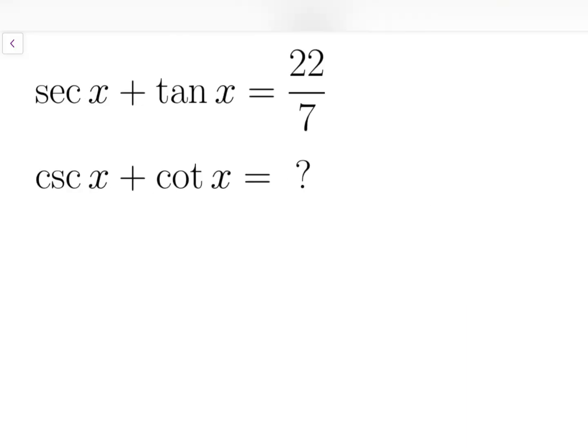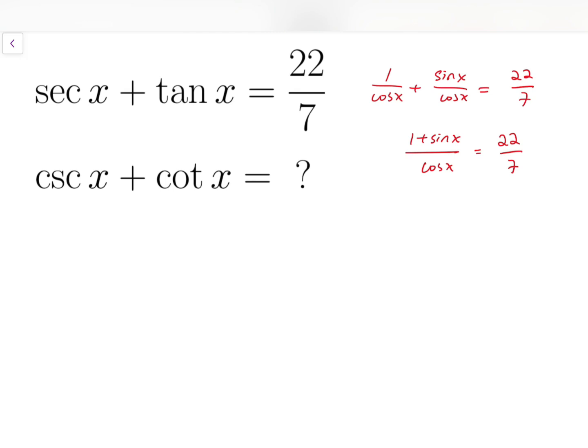My first step will be to rewrite secant, tangent, cosecant, and cotangent in terms of sine and cosine, so there will be more things in common between these two equations. So for the first equation, the left side becomes 1 over cos, while tangent becomes sine over cos, and that equals 22/7. And so (1 plus sine) over cos is equal to 22/7.